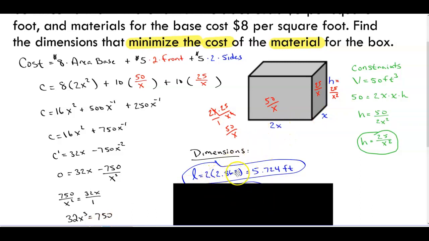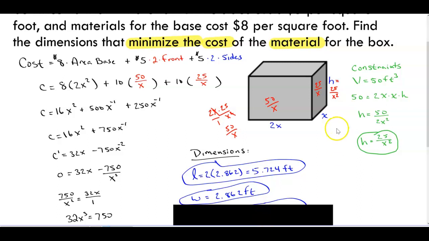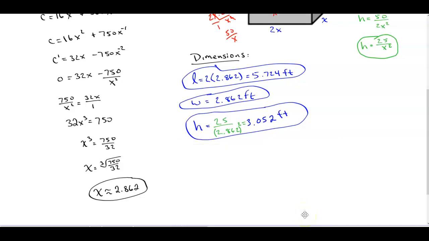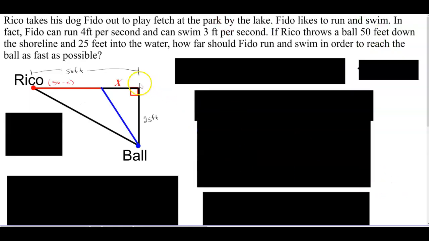Right, so 2.862 gave me a length of 5.724 feet. The width is going to stay whatever our x was, and then the height is 25 divided by x squared, which ends up being 3.052 feet. So from this, I could then find the minimum cost, but they just wanted the dimensions. All right, last one. Hopefully you're getting the hang of this.